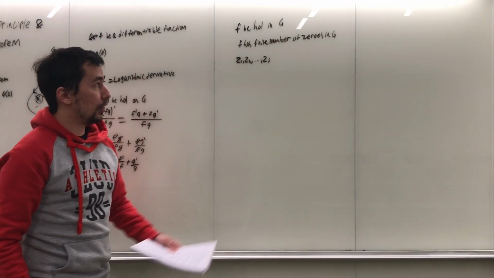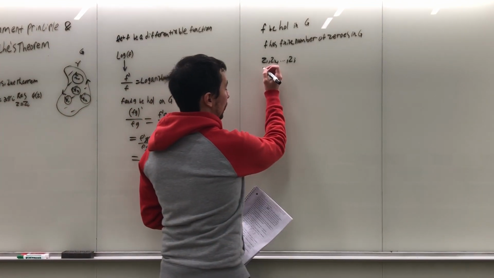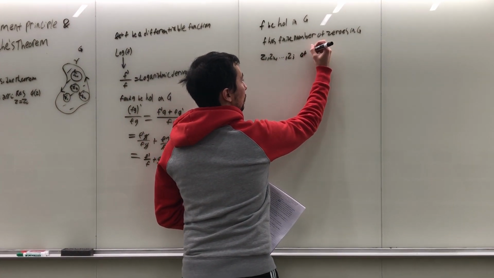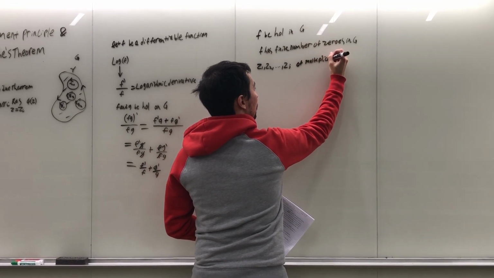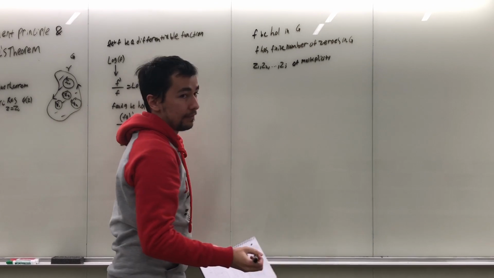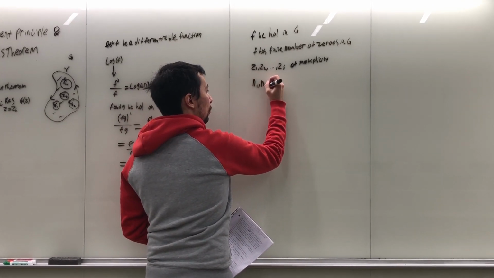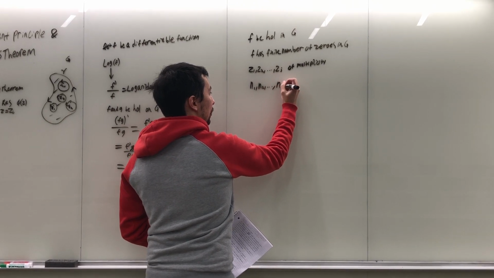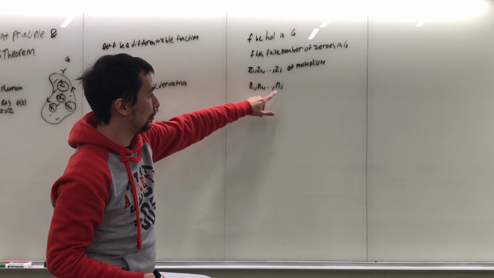And then every zero of f also has a multiplicity. So there are going to be these zeros here with multiplicities, and we can go ahead and label the multiplicities. We're going to use n for the multiplicities. So there'll be a multiplicity n1, n2, all the way up to nj, where n1 is the multiplicity of z1, n2 for z2, and nj for zj.